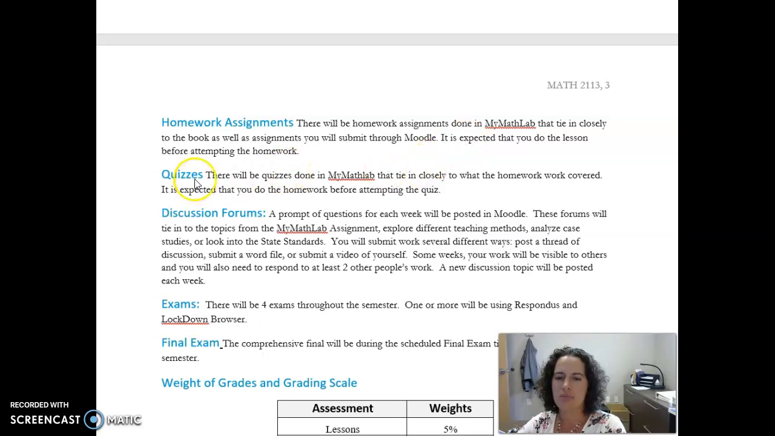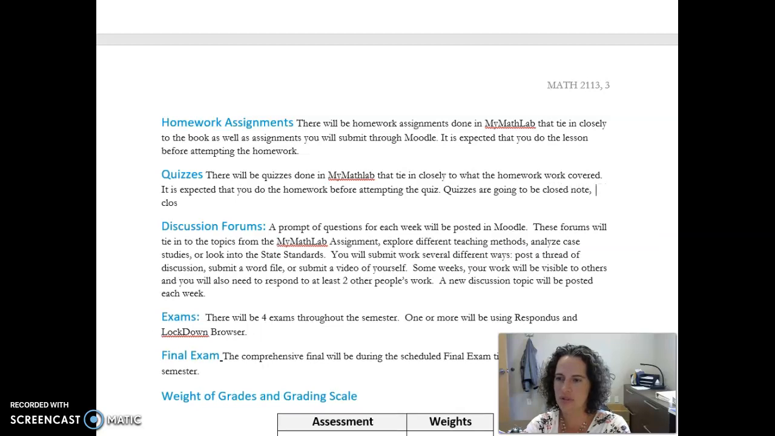There's also going to be a quiz probably every week. That will be done in Mymathlab. I expect you to do the homework first. Make sure you understand the homework well, and then you can try the quiz. I forgot to add in here that quizzes are going to be closed note, closed book. So you are on your own there. It's expected that you do those on your own without help.